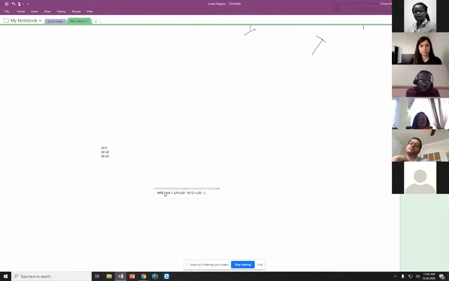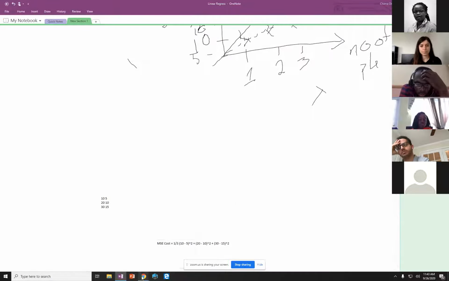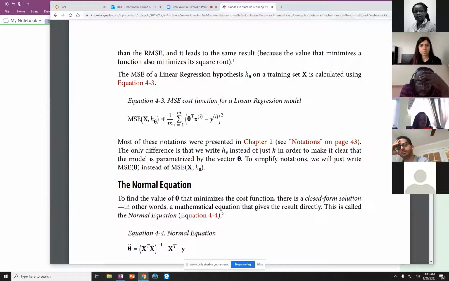20 minus 10 squared, plus 30 minus 15 squared, and that's over 3 because we have 3 examples. So overall, this is our goal: to reduce this. Does this equation, how we got it, make sense?